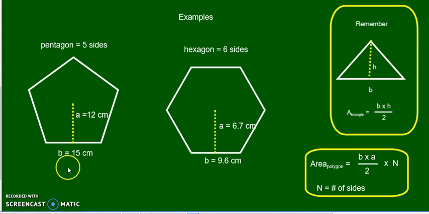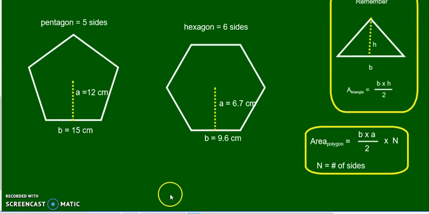So the areas of these regular polygons are very similar. You see here, base times apothem divided by 2. The apothem is just like the height. Then we multiply by how many sides. If it's a pentagon, we multiply by 5. If it's a hexagon, multiply by 6. Basically, the area of a regular polygon is just how many triangles are inside that shape, and that's the easiest way to think about it. So let's try these two examples. Let's pause the video, try it, and then we'll do it together.